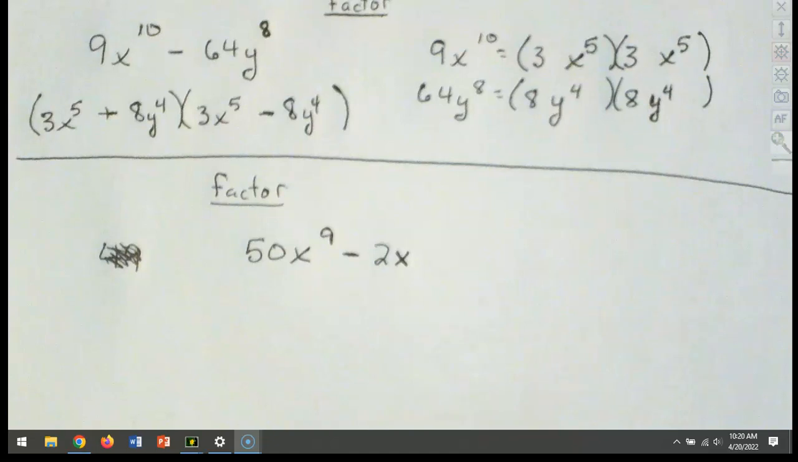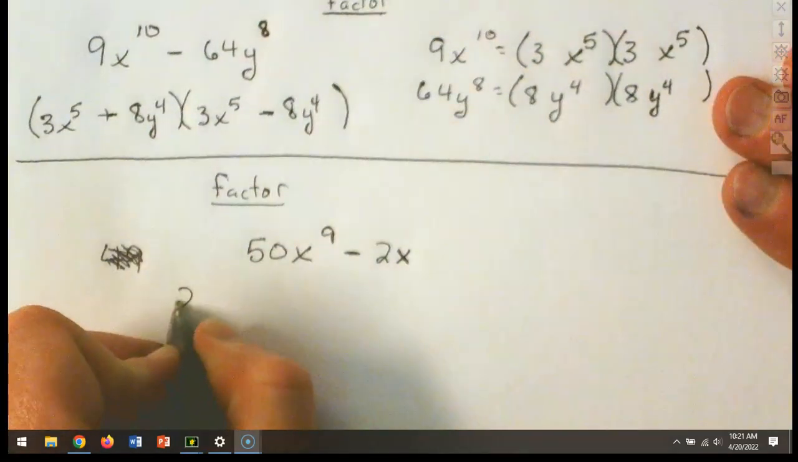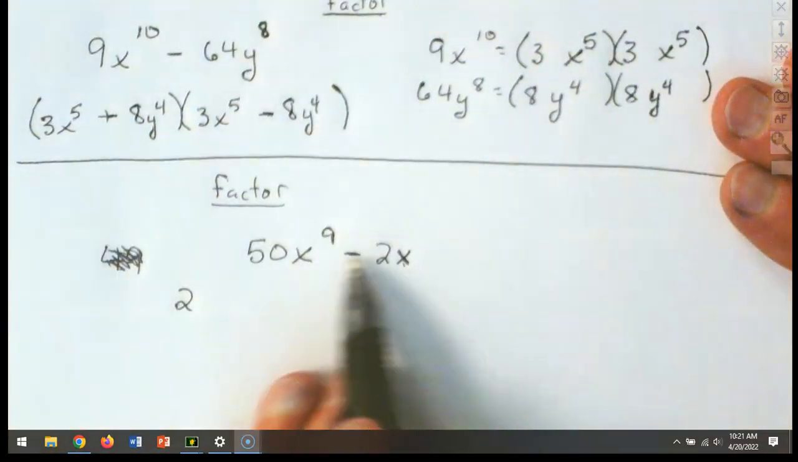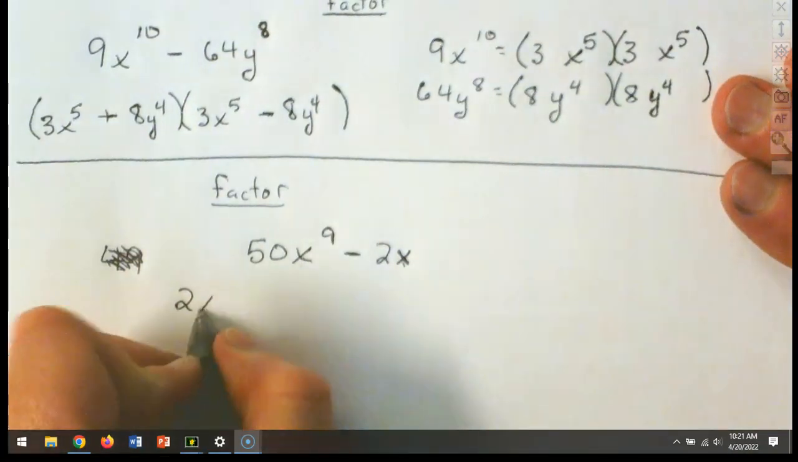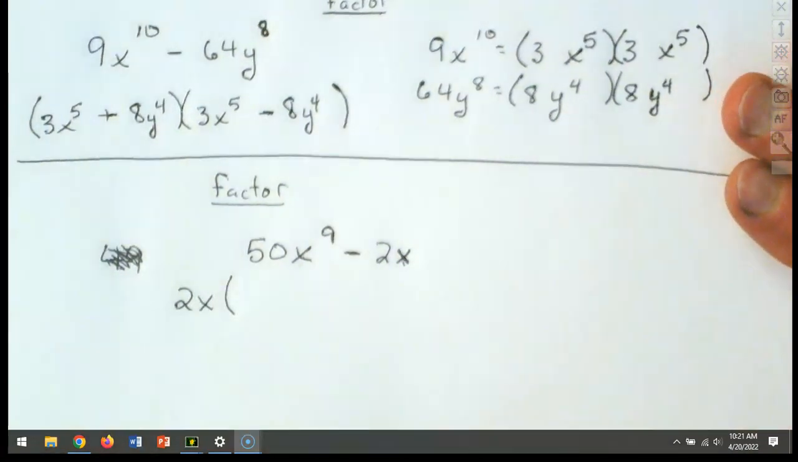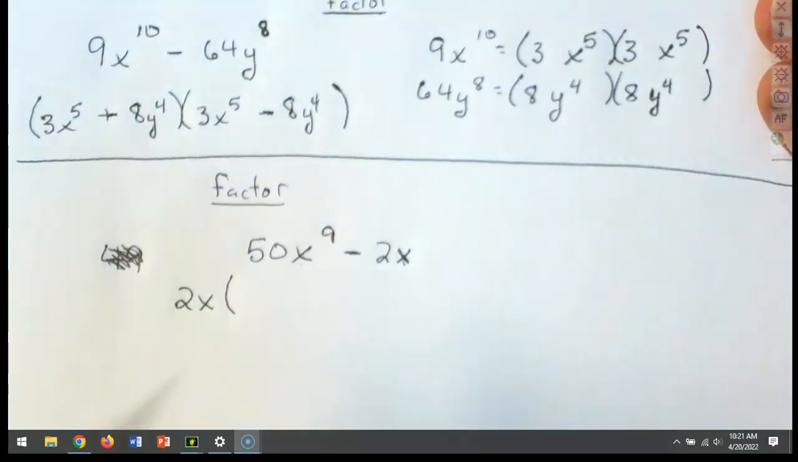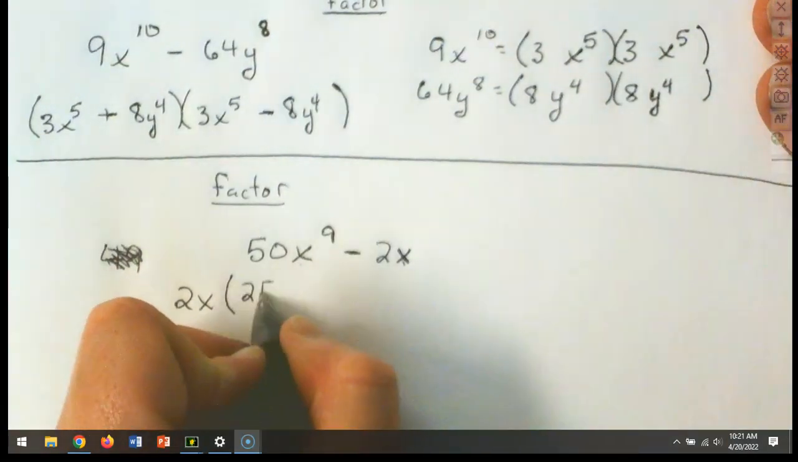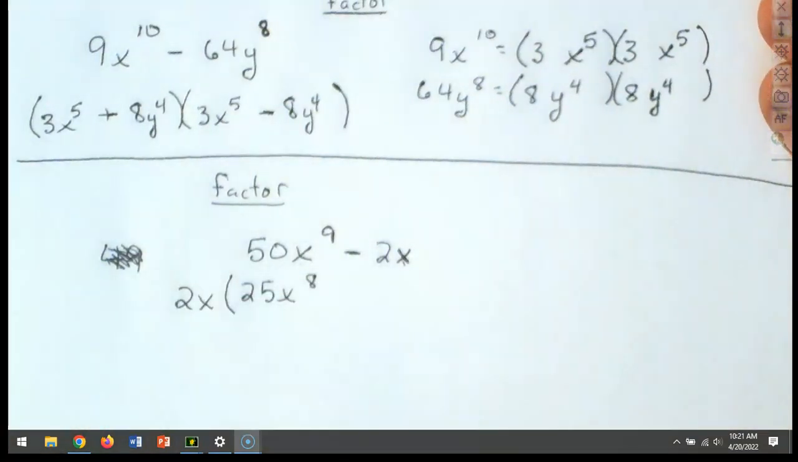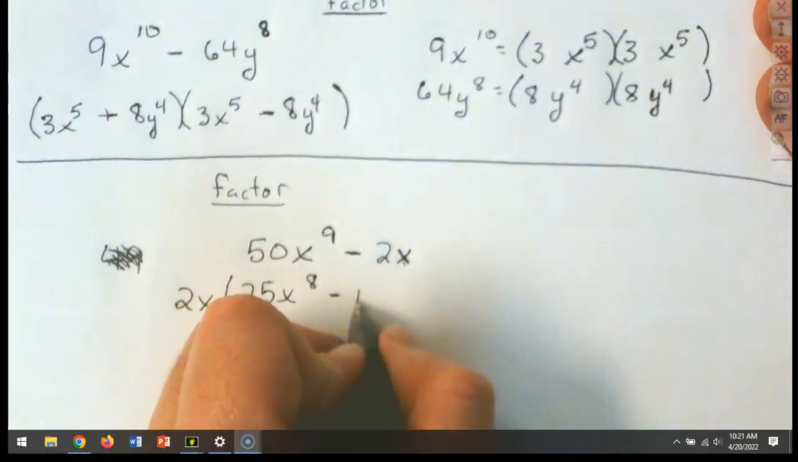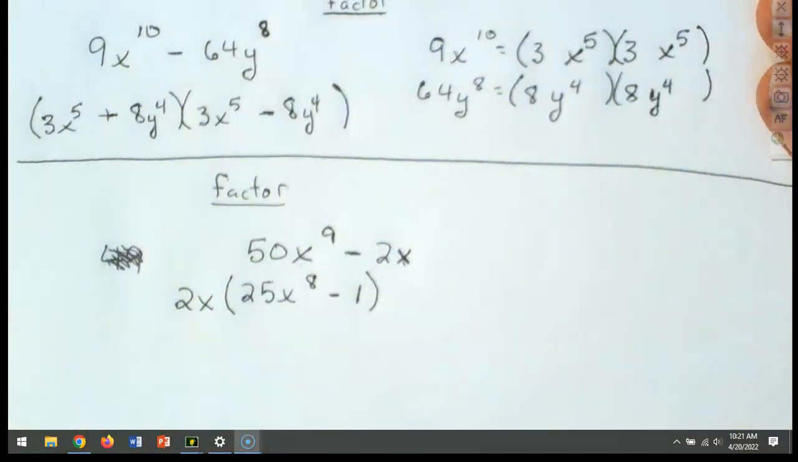And in this case, I've got a 50 and I've got a 2. So can I factor something out? Yep, looks like I can take a 2 out. And what else do they have in common? An x. So a 2x comes out. Now, when I factor out that 2x, then that leaves me with a 25x to the 8th, right? And a minus 1, because that comes out there.